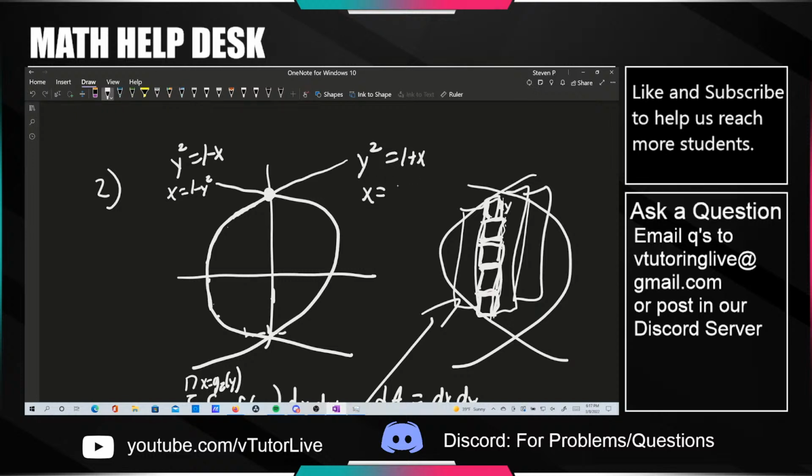Sorry, x is just equal to y squared minus 1, and x is equal to 1 minus y squared. That makes more sense. I was getting confused because the square root means an imaginary number. So, yeah.